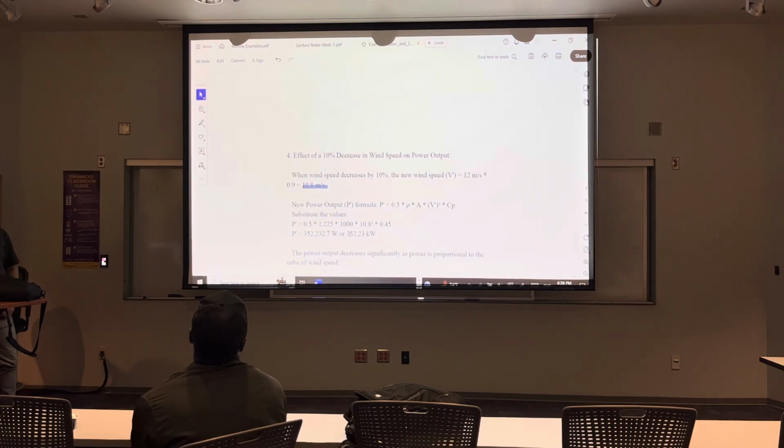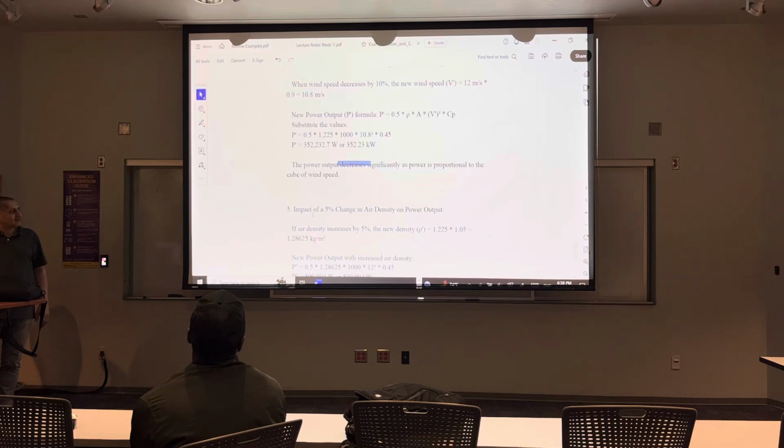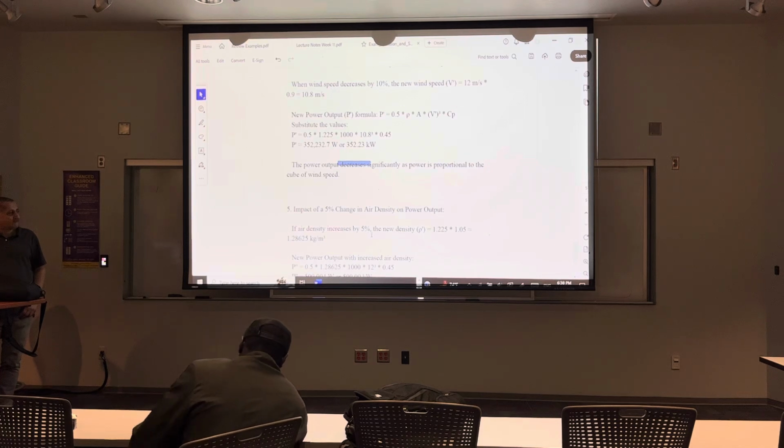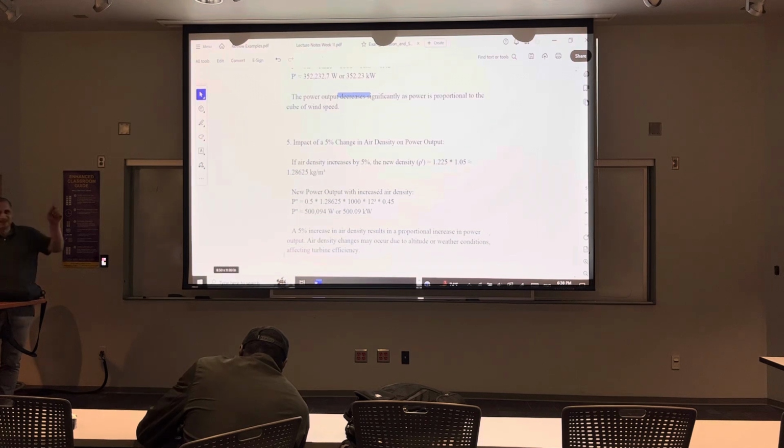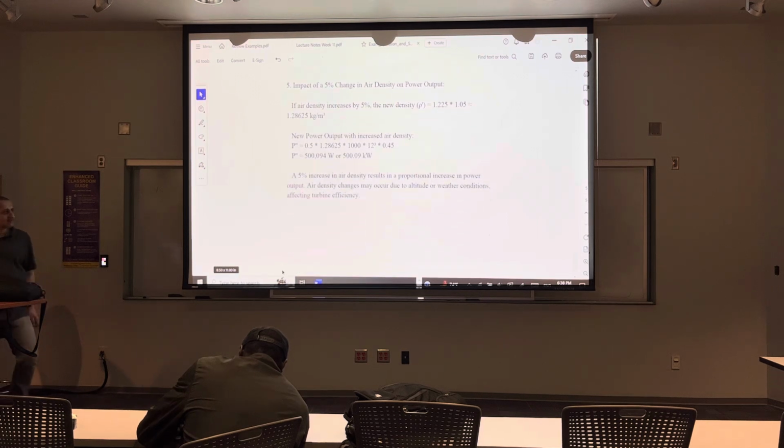So the power output decreases. Because the velocity decreases, sure the power will decrease. And for a 5% change in air density on the power output, the density decreased by 5%, so the power will decrease. Sure, it is a linear equation. Okay, that's it.